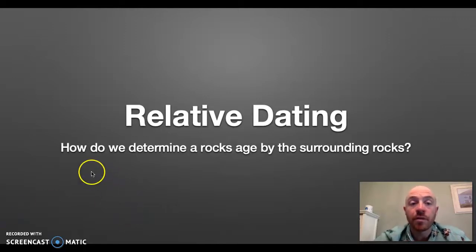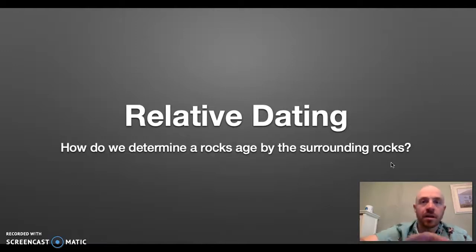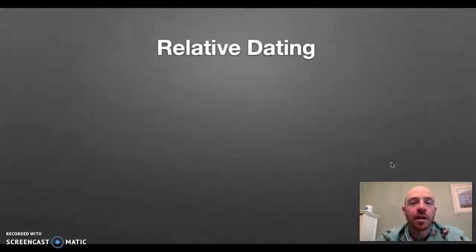But both parts are going to be framed around the same idea here of how do we determine a rock's age by the surrounding rocks. So what we're really focusing in on is using other rocks in the environment to be able to predict how old a particular rock is, or determine when that particular rock was formed, created, or deposited in that particular location. All right, so let's get started here.